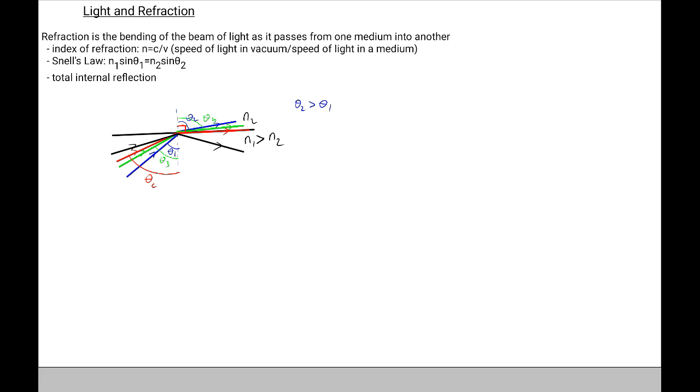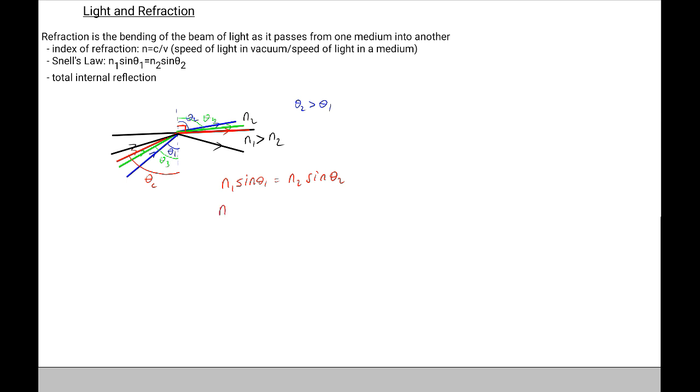Now let's calculate what this critical angle is. Remember that Snell's law says n1 sine theta 1 equals n2 sine theta 2. We called theta 1, so that's the angle that the incident beam makes with a perpendicular to the interface, and we call that theta critical. Then theta 2 is the angle that the refracted beam makes with a perpendicular to the interface, and that will be 90 degrees.